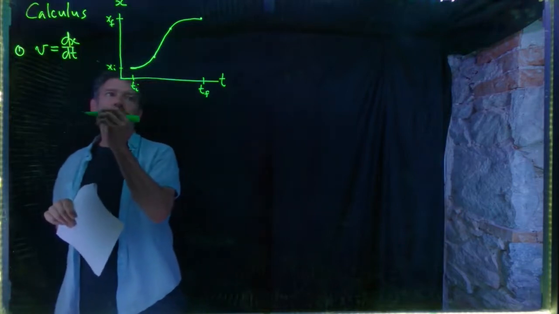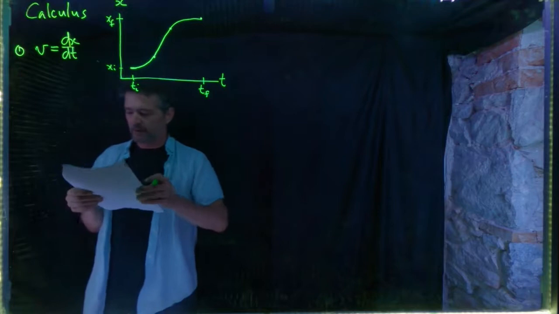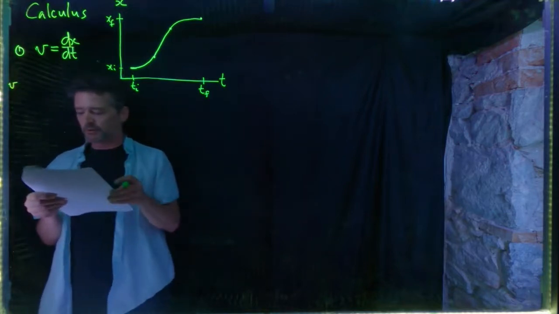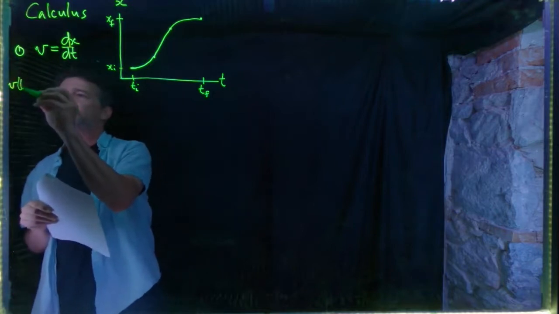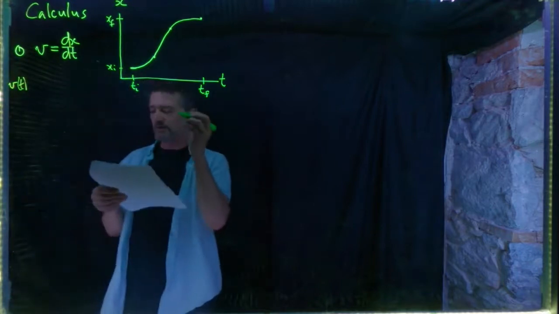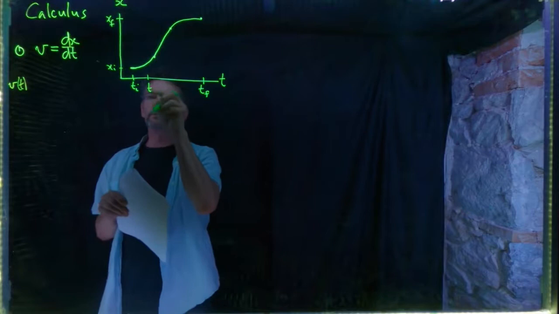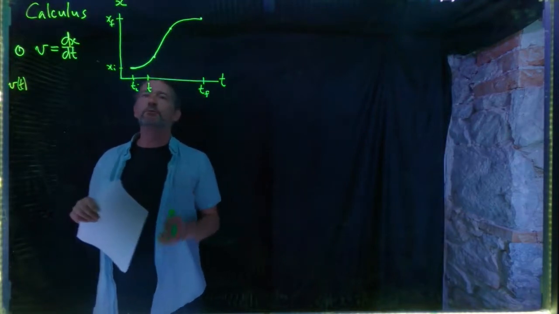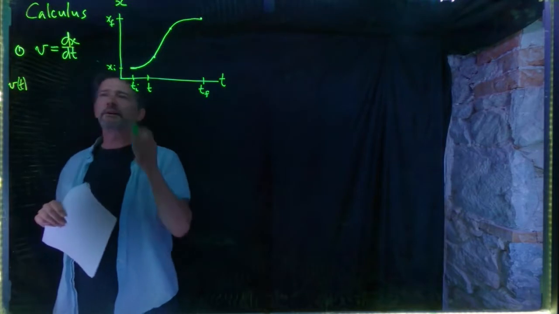Okay, so let me write it out a little bit more explicitly. There are always issues with space here, so let me cram this in. The velocity at any instant of time: let's pick a time somewhere between t initial and t final, a fixed time t. We would like to figure out what the velocity is at that instant of time.